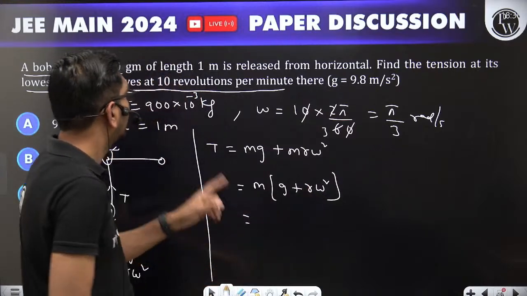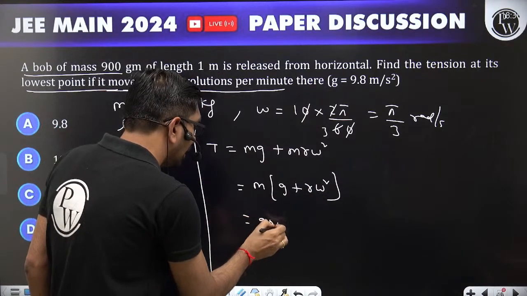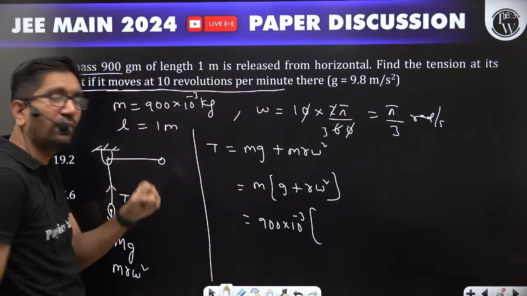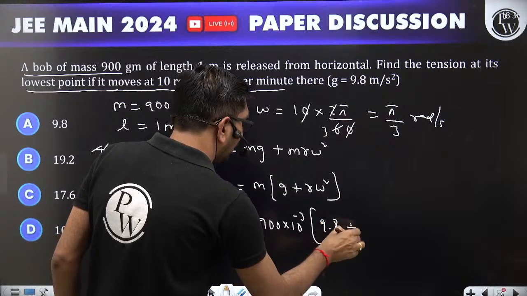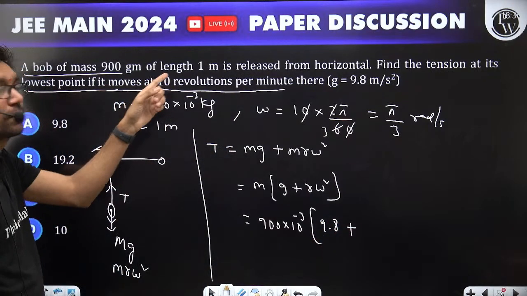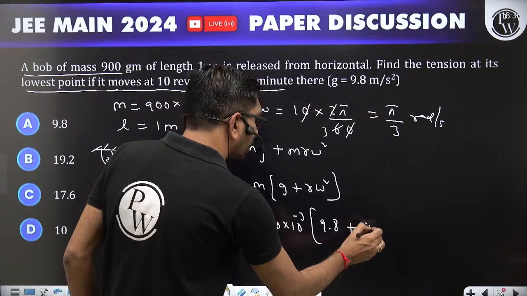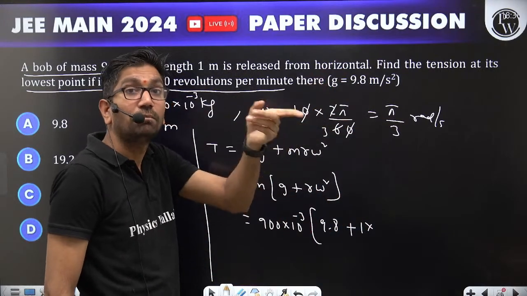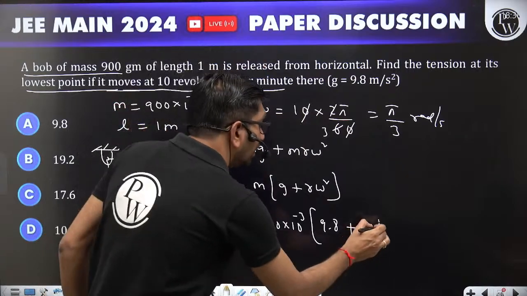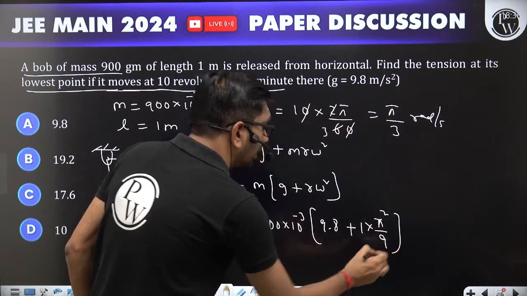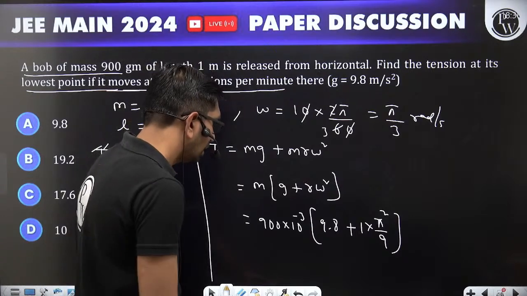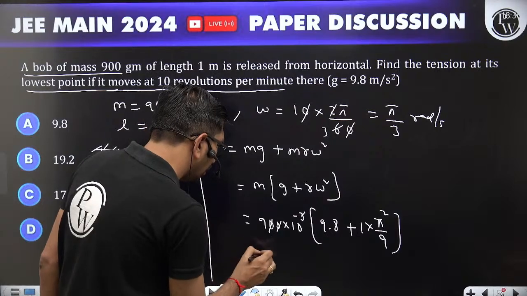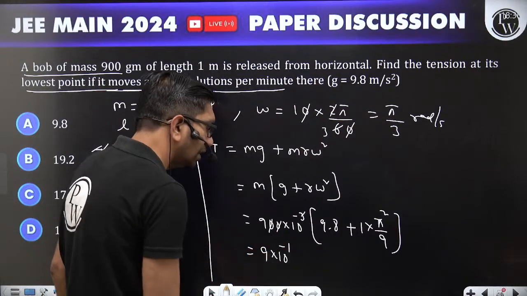Mass he has given as 900 into 10 power minus 3. And the g value he has given as 9.8. 9.8 plus r value, the radius is what? 1 meter he has given. Omega square, pi by 3 whole square. So what do you get? Pi square by 9 you will get, right? Now from here 2 zeros get cancelled. What is left? 9 into 10 power minus 1 is left, right?